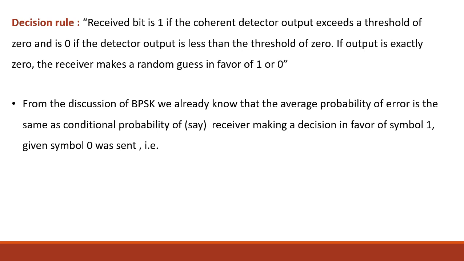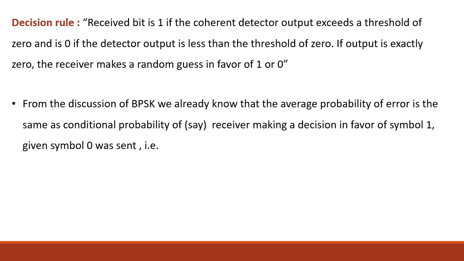So from the discussion of BPSK, we already know that the average probability of error is the same as the conditional probability of error. For example, the error that the receiver makes a decision in favor of symbol 1 given that symbol 0 was sent. This is from the discussion of BPSK, where we had derived the expression for average probability of error, and we saw that this average probability of error is the same as a conditional probability of making an error.